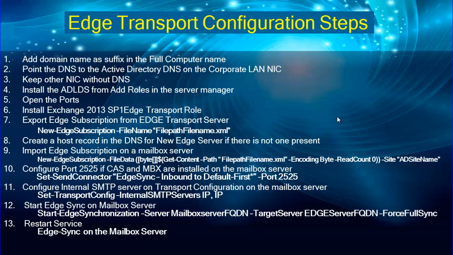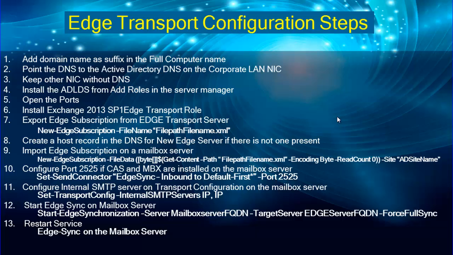In the next step, configure port 2525 if Client Access and Mailbox roles are installed on the same mailbox server. The message is coming for port 25, but if we have the mailbox server and the client access server together, we have to change the port to 2525 in Active Directory for this particular connector. This connector is a special connector. It does not allow you to go to its properties and change it, but you can change it through the Set-SendConnector command or by going to Active Directory ADSI Edit.